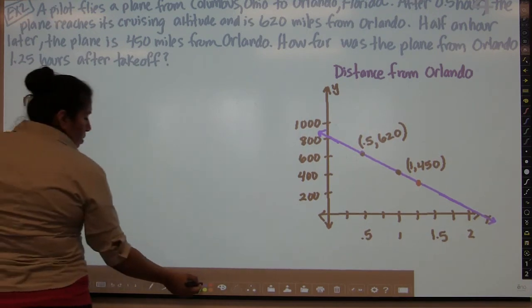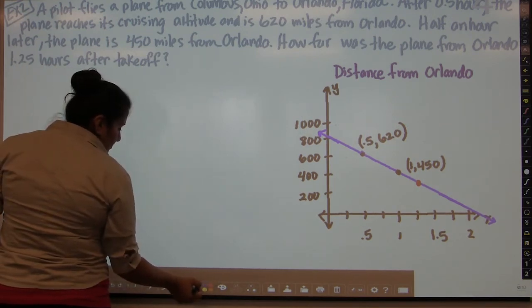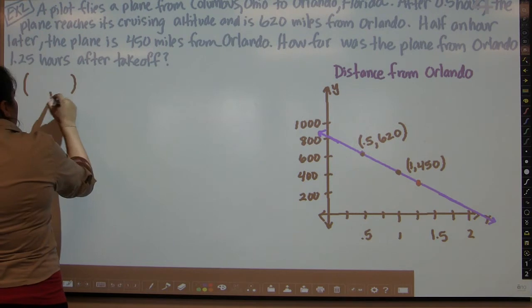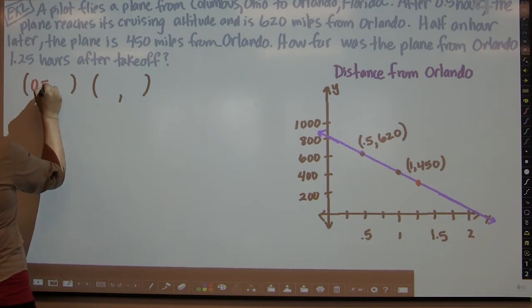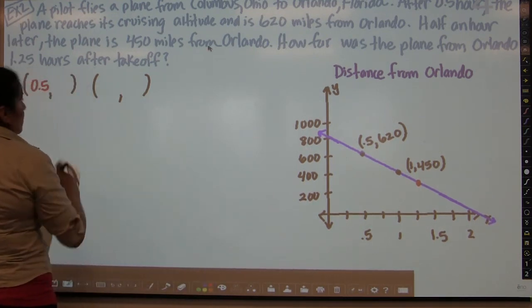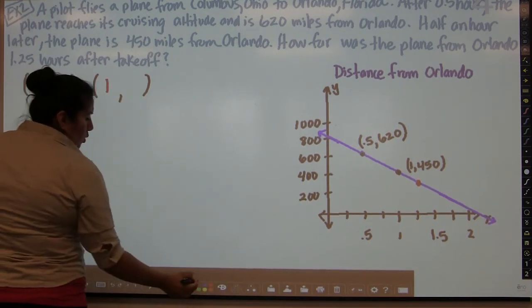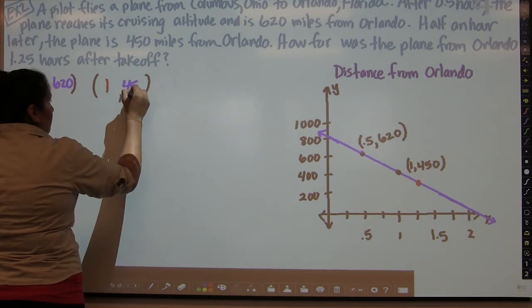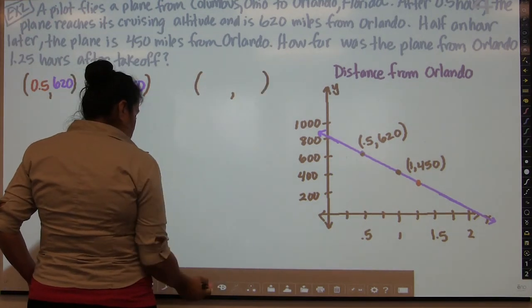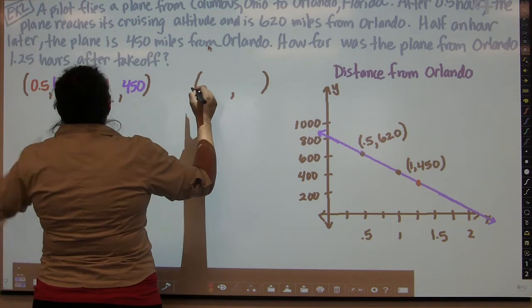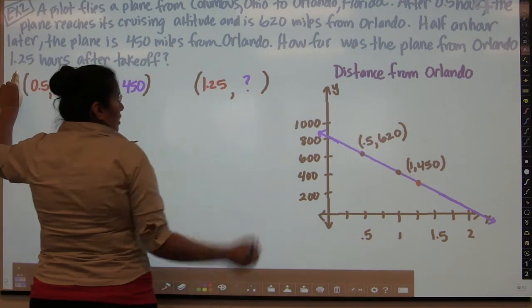Okay, so first of all, let's backtrack real quick and write down our information. This is going to be very, very important. We know that when X is 0.5, the Y value is 620. We know that when X is 1, the Y value is 450. Now what are we trying to find out? We want to know when X is 1.25, and we don't know what the Y value is.